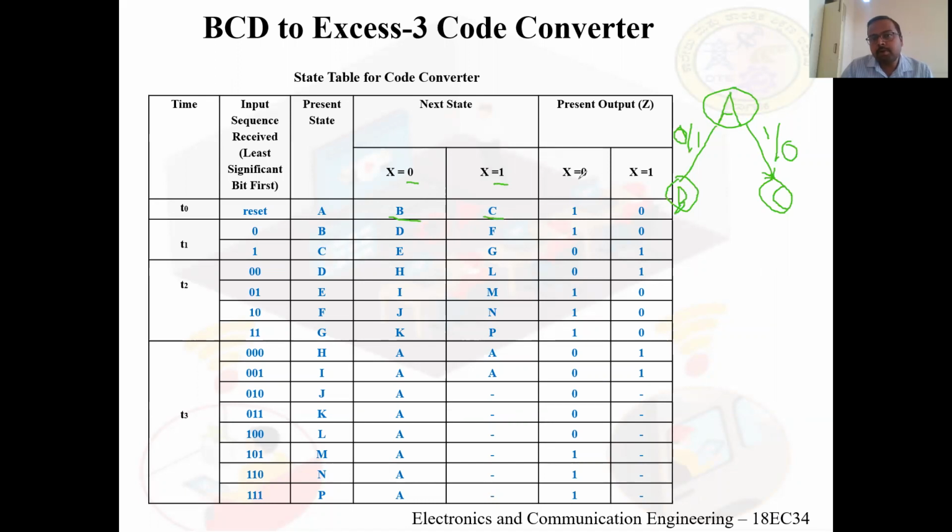So what is the output Z here? When x is 0, the output is 1. So the output is 1. And when x is 1, the output is 0. Similarly, now at time t1, we have 0 here, and it is B state. Now it is in B state.